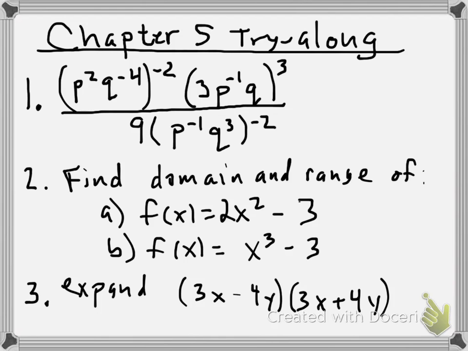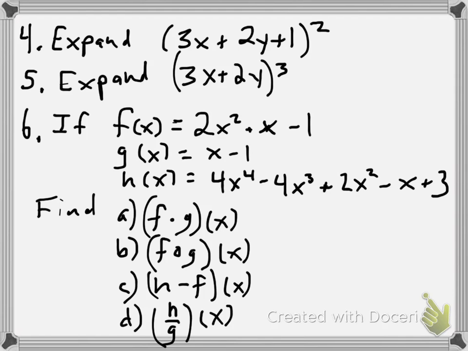Number 3 is going to be some multiplying, expanding those two terms. But wait, there's more. Number 4 and 5 are going to be some more expanding, some foiling, getting a little trickier. And then number 6 is going to be finding some different products and quotients, excuse me, and some sums and differences and some composition of functions.